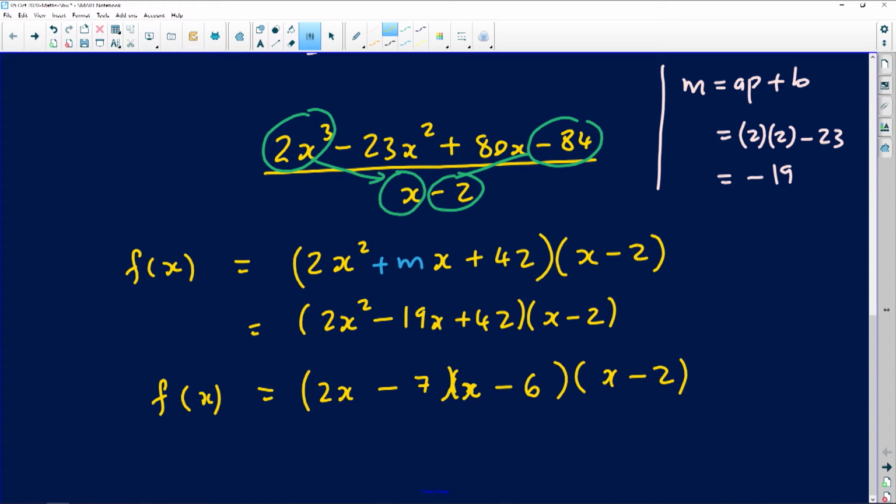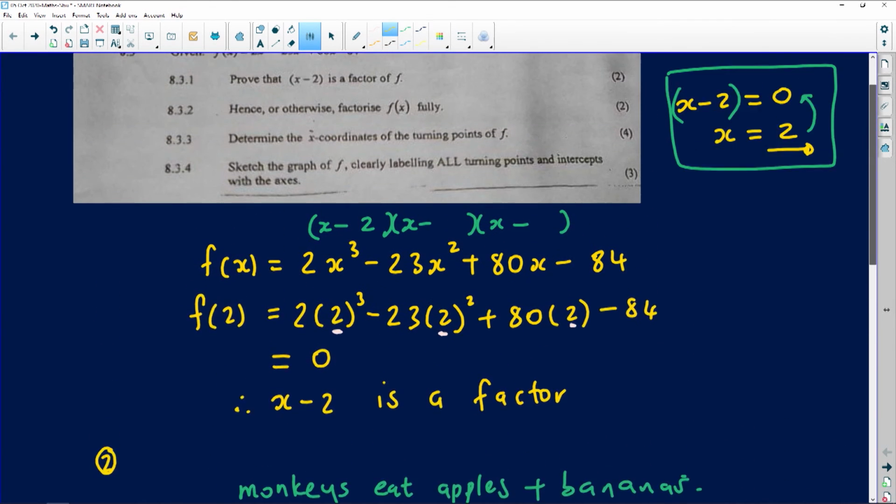So then that actually gives me my f of x completely factorized. I'm happy with 2x minus 7, x minus 6, as well as x minus 2. All right, let's go back to the next question.